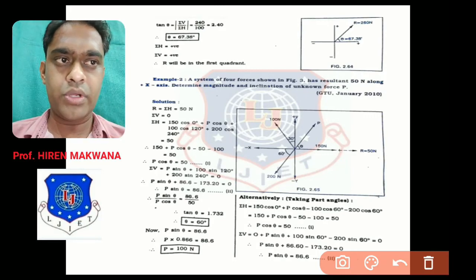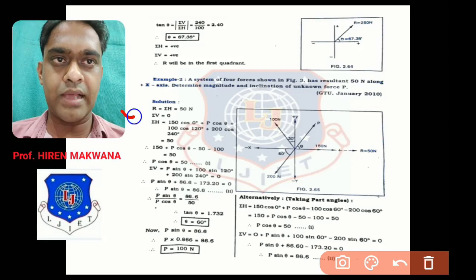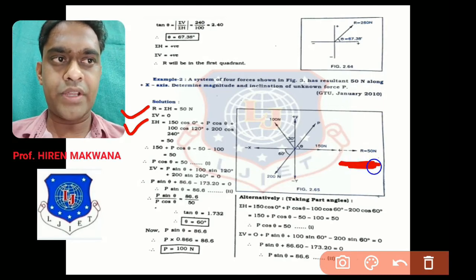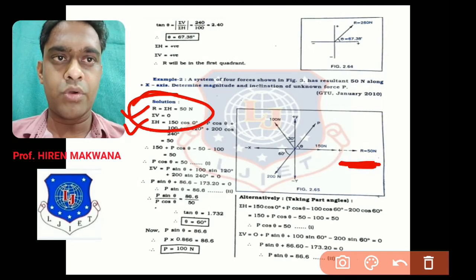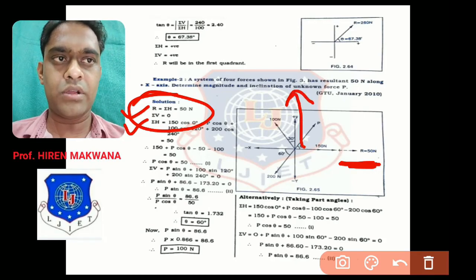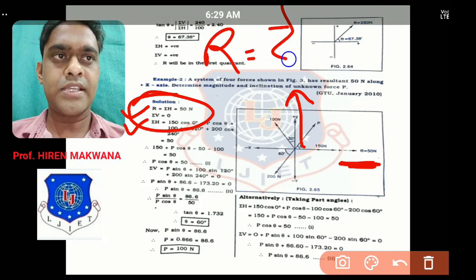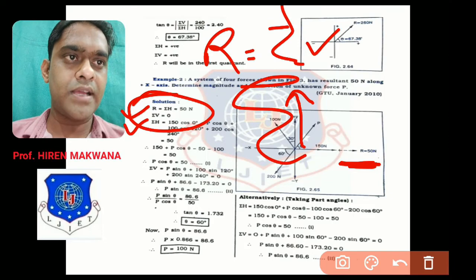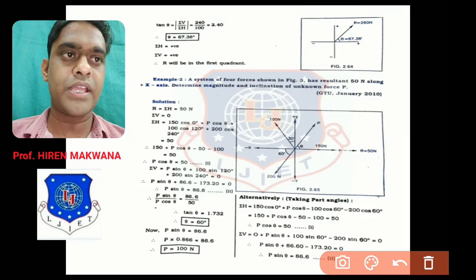So in such type of cases, you have to take R equal to sigma h and sigma v equal to 0. Are you getting? Sigma h is equal to 50 Newton and sigma v equal to 0 because resultant is along the x-axis. If resultant will be along the y-axis, then what happens? Then R is equal to sigma v and sigma h will be equal to 0.